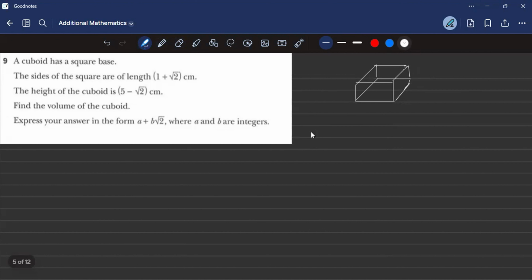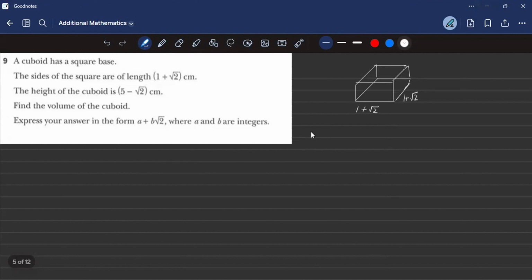Okay. So basically, this is a cuboid. I hope you understand that. Just like a cuboid your maths teacher draws in school. Now we are going to the base of that. The sides of the square are of length 1 plus root 2, so 1 plus root 2 is here. They've told us this is a square base cuboid, so that means the breadth and length are the same. So this is 1 plus root 2, and this is also going to be 1 plus root 2.